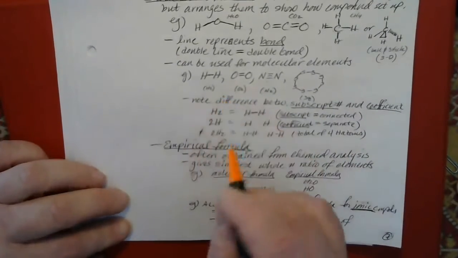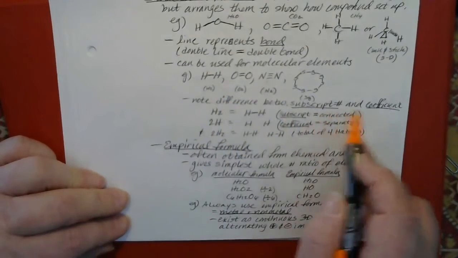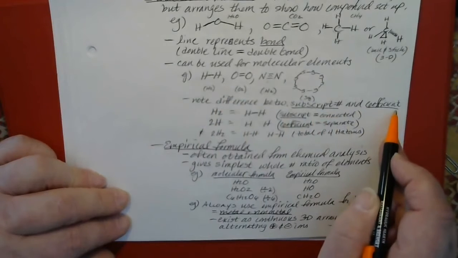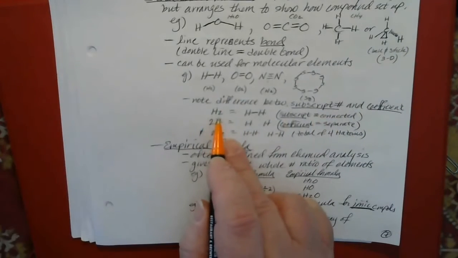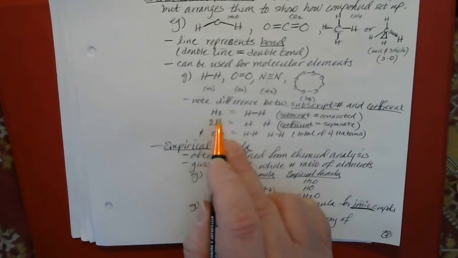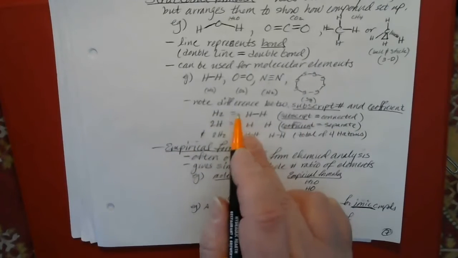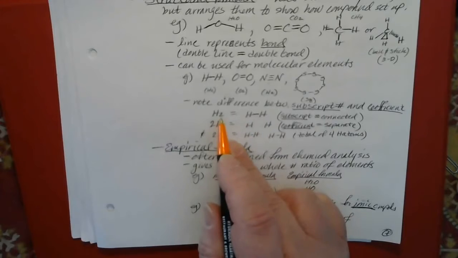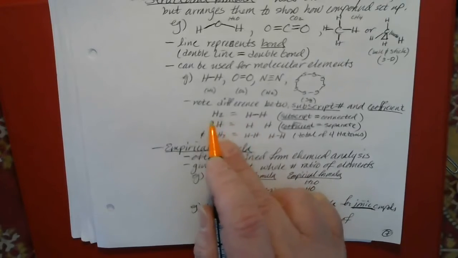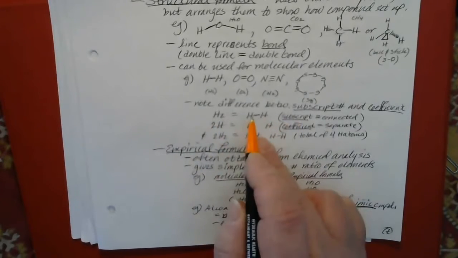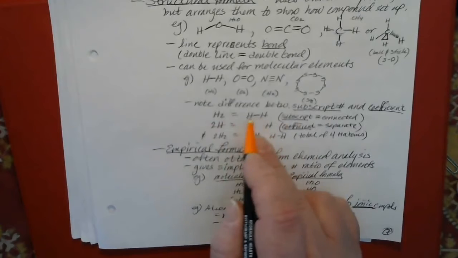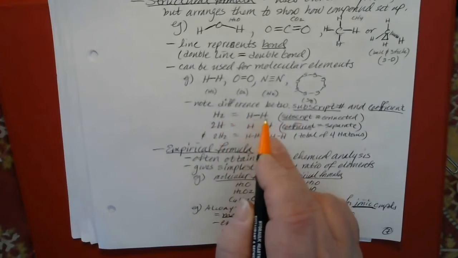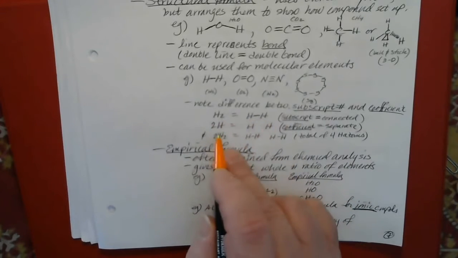We should note also the difference between a subscript number and a coefficient. A subscript number is a little number that comes right after the symbol for an element, like in H2. That represents 2 hydrogens that are bonded to each other. So subscripts represent how many atoms there are connected to each other. Like in this case, H2, that's 2 atoms of hydrogen connected to each other through a bond.